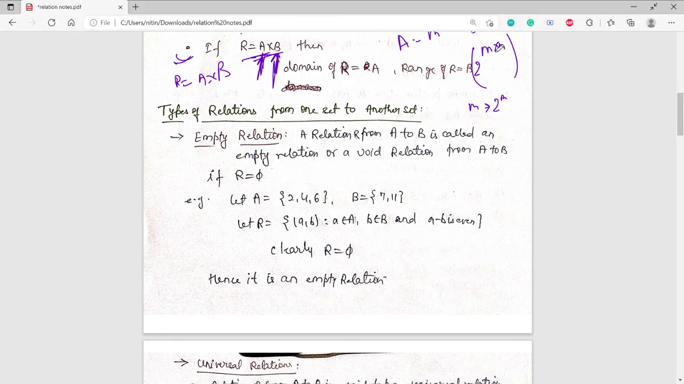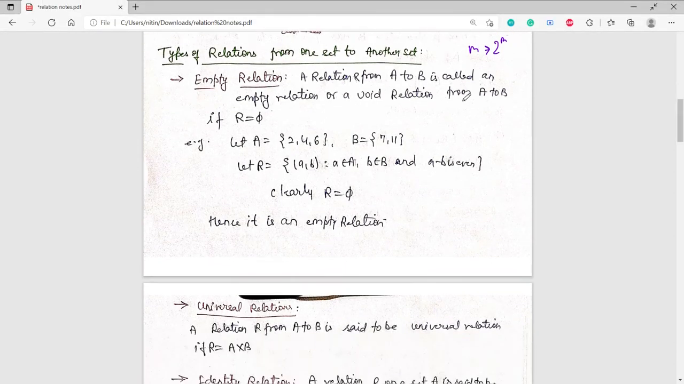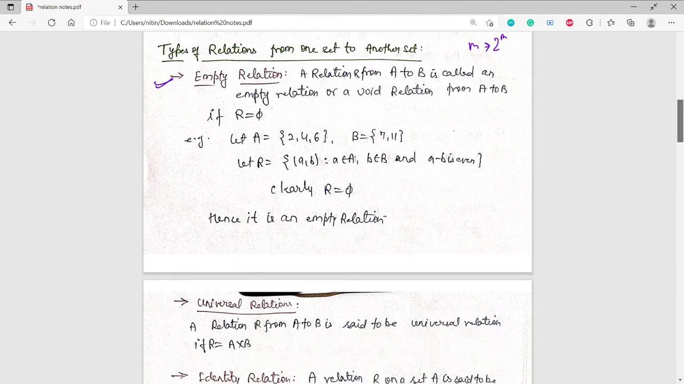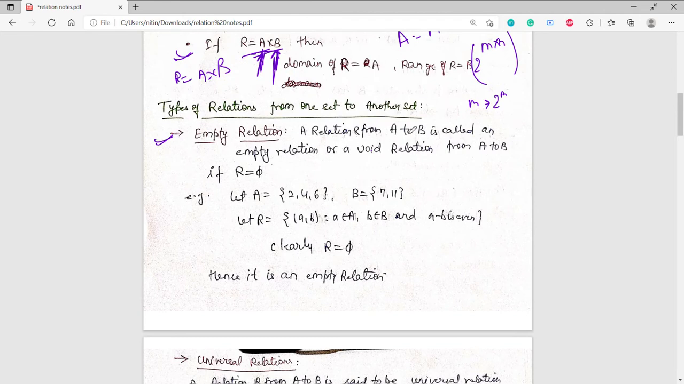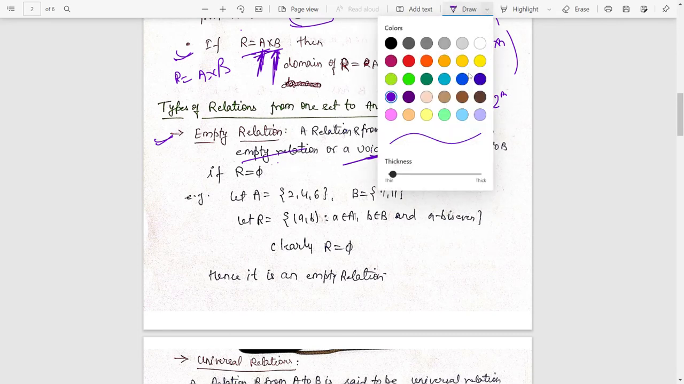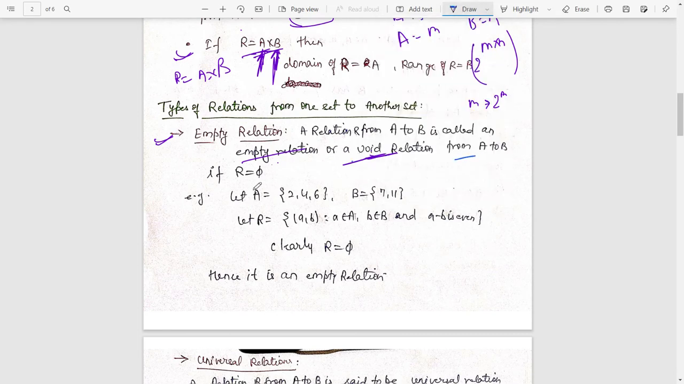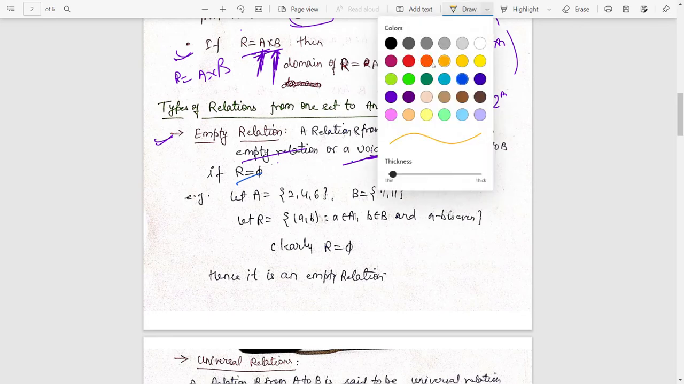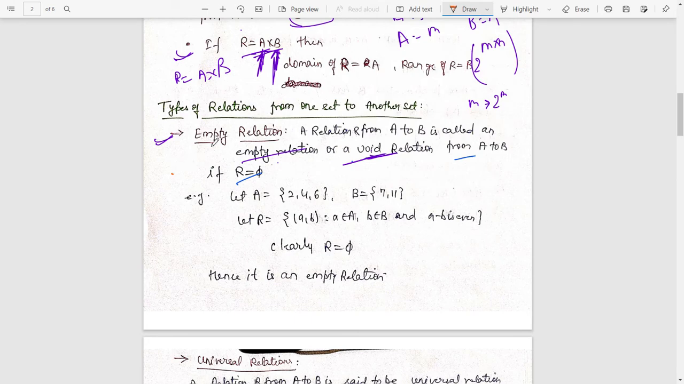Okay, now types of relation. There are different types of relation, so let's see some different types of relation from one set to another set. There is something called an empty relation. A relation R from A to B is called an empty relation, also termed a void relation, when R is equal to phi. Let's say R is an empty set, then that is termed an empty relation.